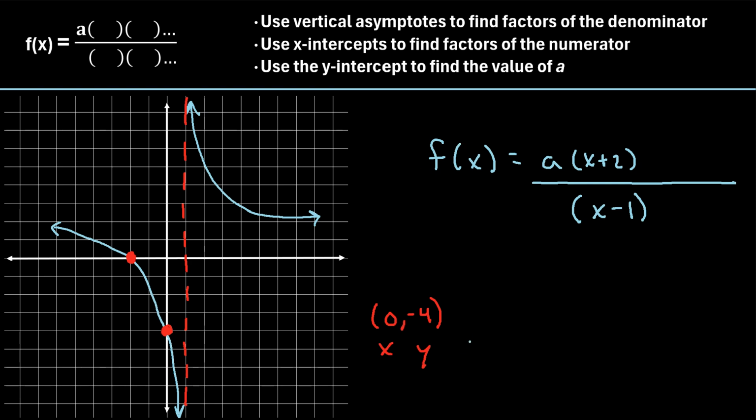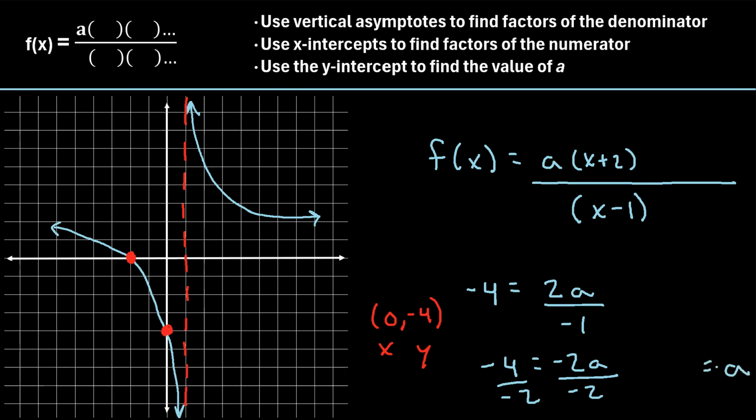So to solve for a, here's what we can do. We can say negative 4 is equal to, we're just going to plug in a 0 wherever we see an x in this equation up here, and we're going to solve for a. So we get a times 0 plus 2, which is just 2. So we can write 2a over, if we plug in a 0 right here, we get 0 minus 1, which is negative 1. So we get negative 4 is equal to 2 divided by negative 1, which is negative 2, so we have negative 2a. And to solve for a, we can divide both sides by negative 2, and we find that a is equal to negative 4 divided by negative 2, which is a positive 2.